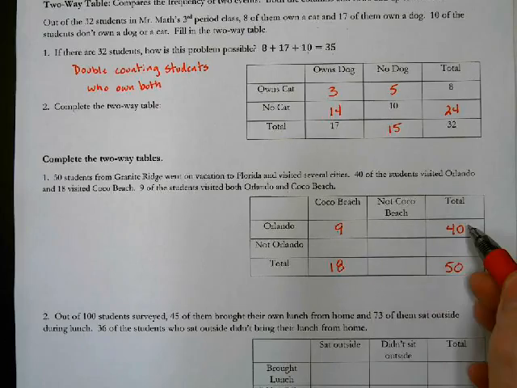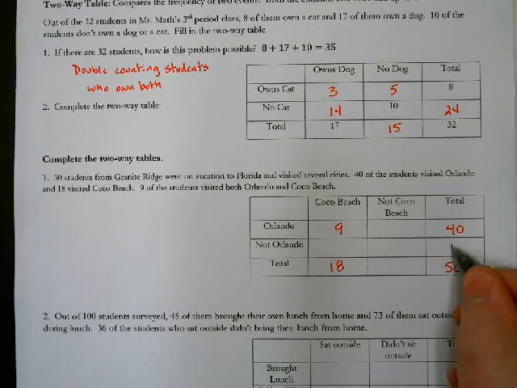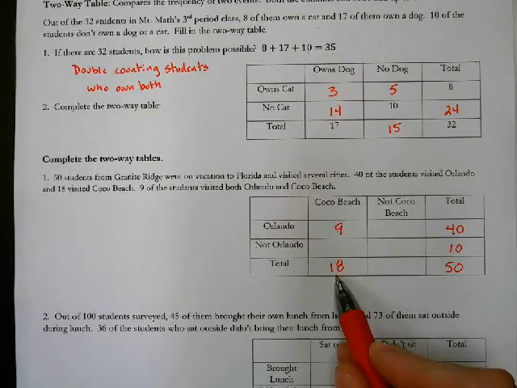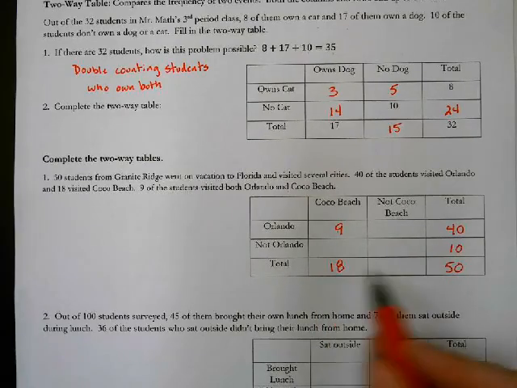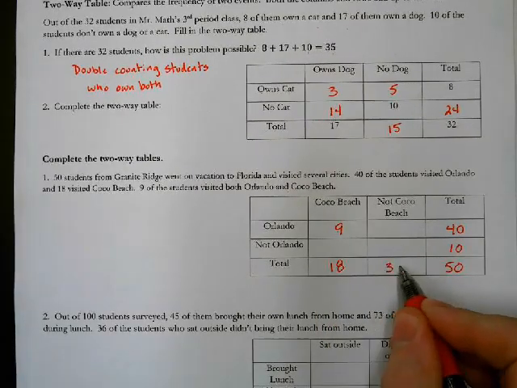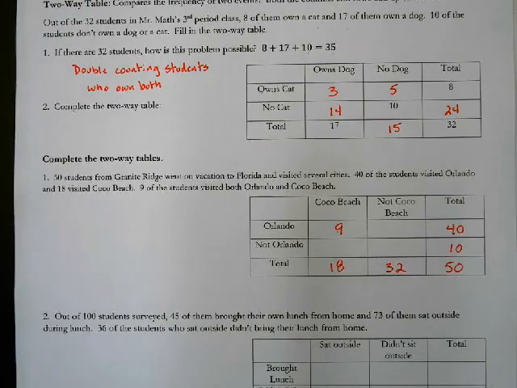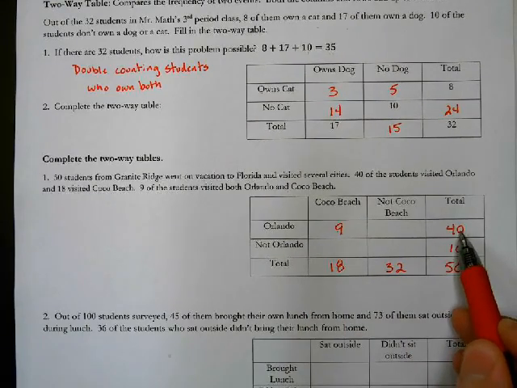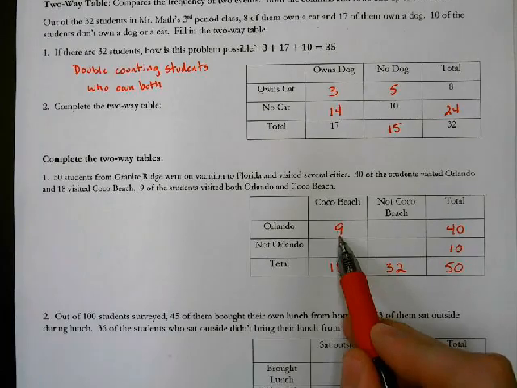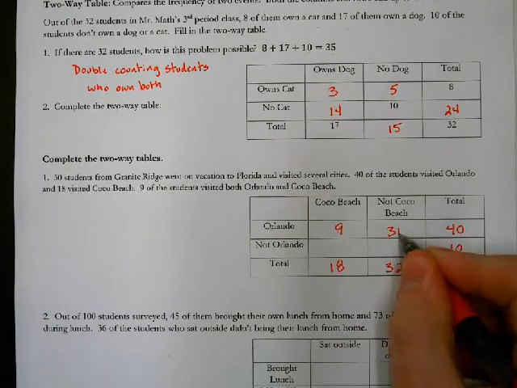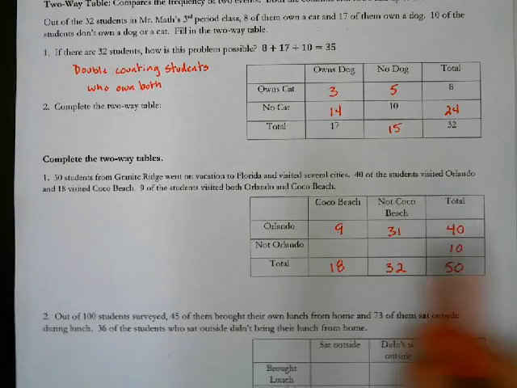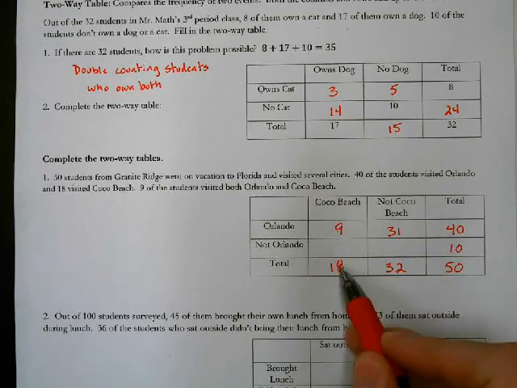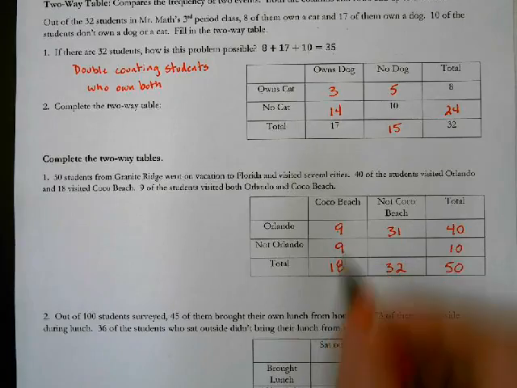If 40 of them went to Orlando, that means that 10 did not go to Orlando. If 18 of them went to Cocoa Beach, that means that we have a total of 32 who did not go to Cocoa Beach. Let's keep going. If 40 went to Orlando in total, and of those 40, 9 also went to Cocoa Beach, that means 31 went to Orlando but not to Cocoa Beach, because 9 plus 31 has to equal 40. Going down here, of the Cocoa Beach people, 9 went to Orlando, which means 9 did not go to Orlando, to make 18 right here.